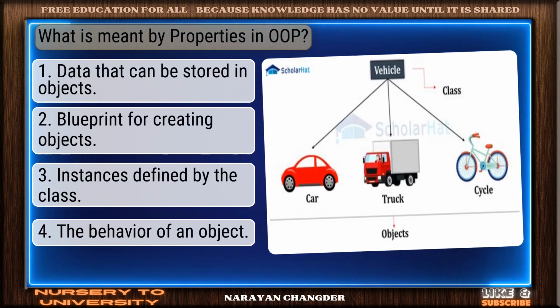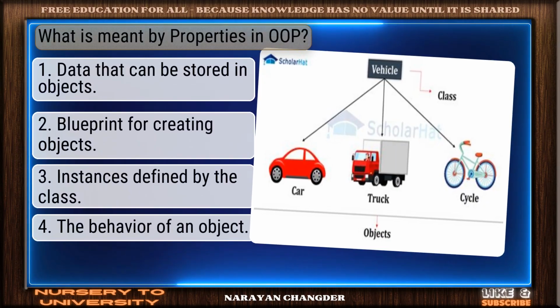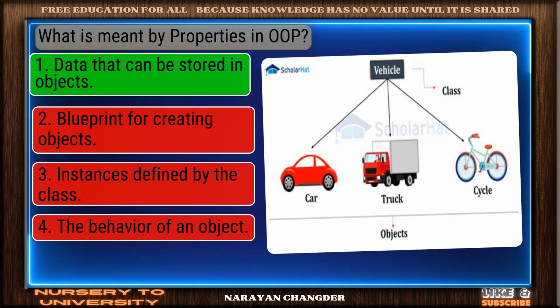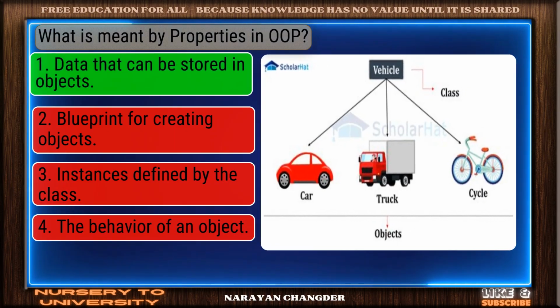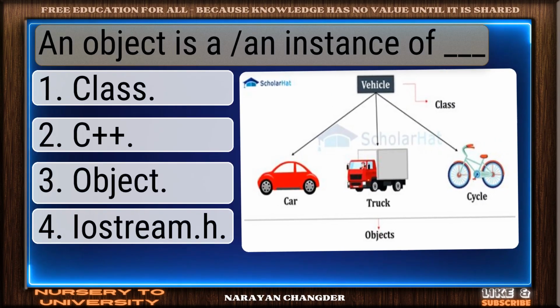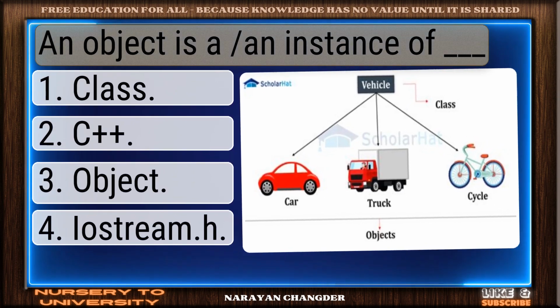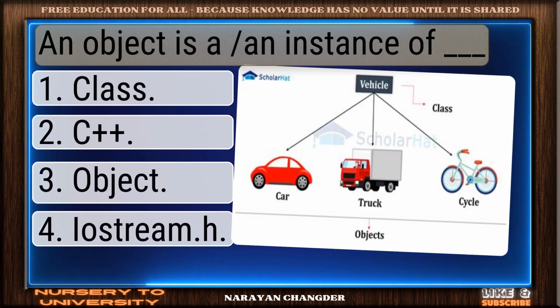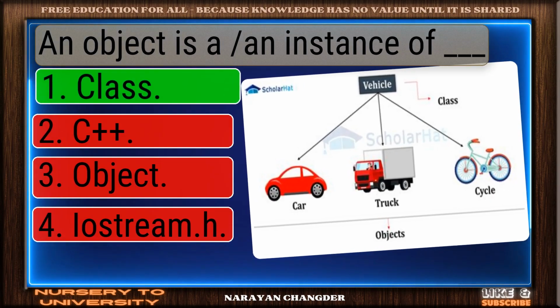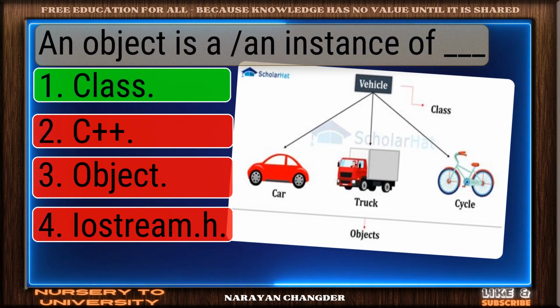Question number 54. What is meant by properties in OOP? Excellent. Data that can be stored in objects is a brilliant choice. Question number 55. An object is again an instance of dash. Strong choice. Class is the right answer.